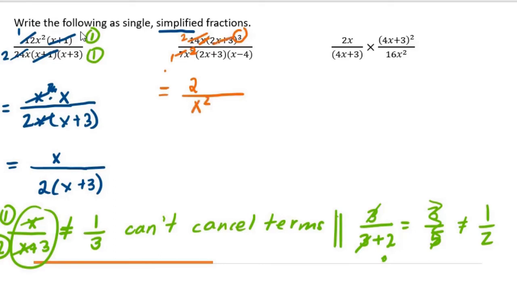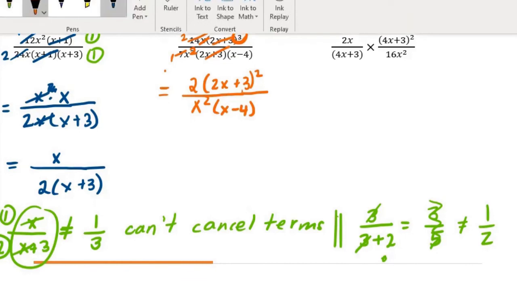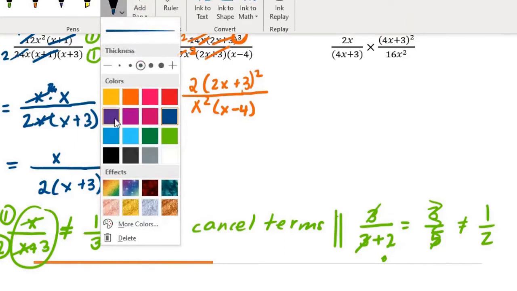I can take a 2x plus 3 from the top and a 2x plus 3 from the bottom, but because we had 3 originally in the numerator, I have 2x plus 3's left. Remember that this is 2x plus 3 cubed. So it's 2x plus 3 times 2x plus 3 times 2x plus 3. And the x minus 4 doesn't have a buddy, so x minus 4 stays in the denominator. We don't have a lot of intermediate steps that we need to write here.